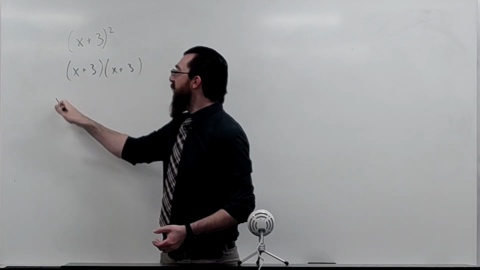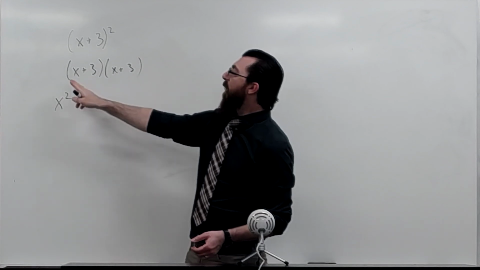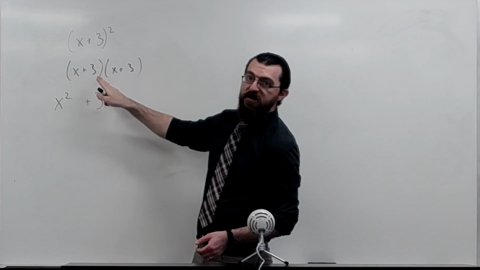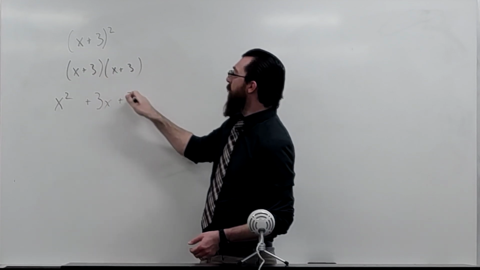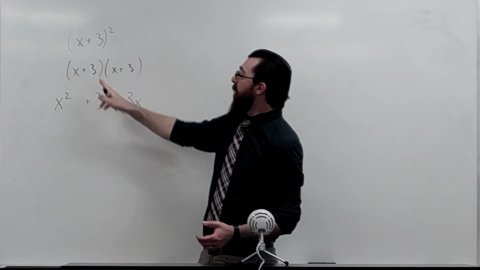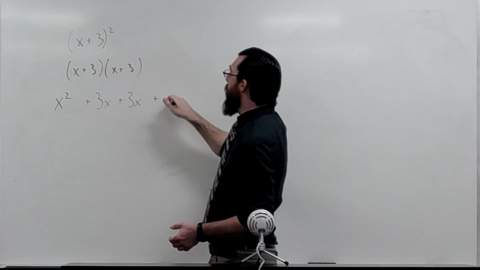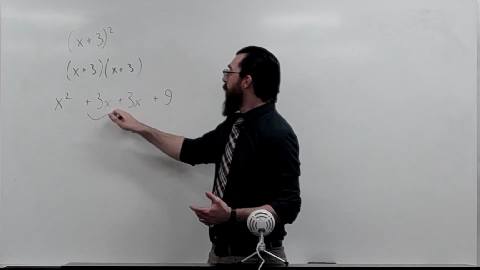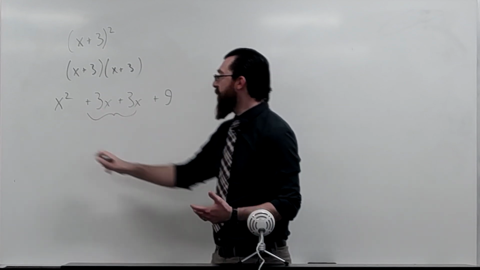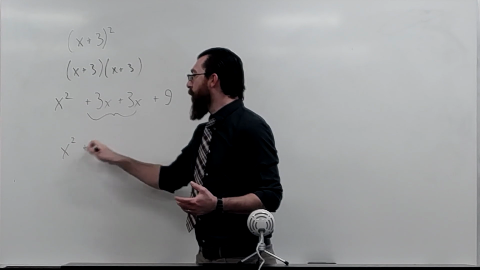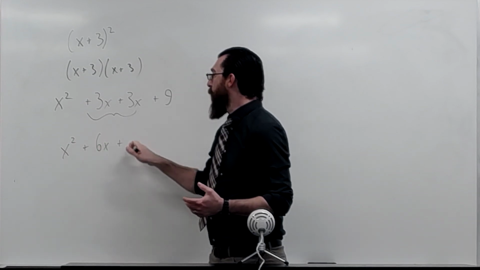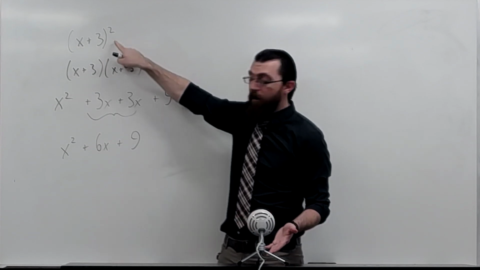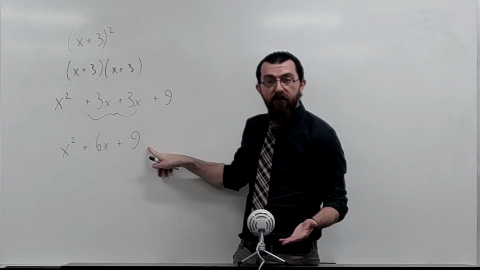First, x times x is x squared. Outside, x times 3 is 3x. Inside, 3 times x is 3x again. Last, 3 times 3 is 9. Combining like terms, the two 3x's become 6x. And so this is a perfect square.